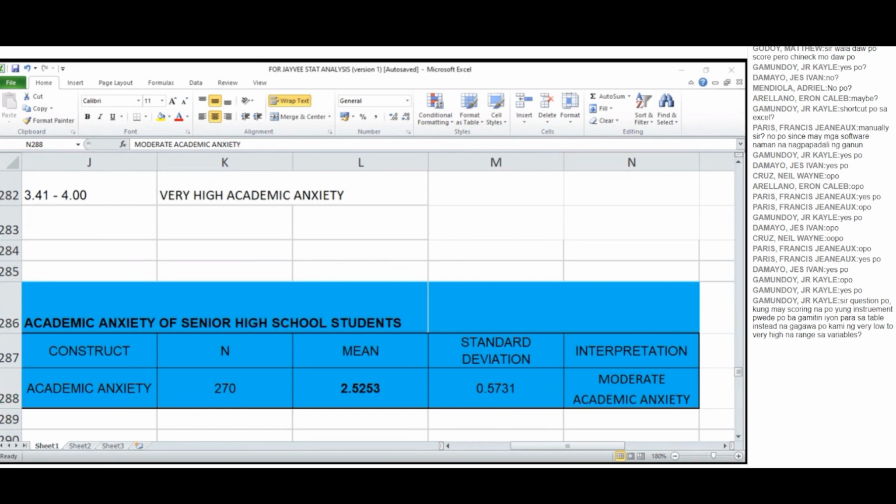Question, kung may scoring na po yung instrument namin, pwede po bang gamitin yon para sa table? Yes, if your instrument has its own scoring, then use that score. No, you don't have to create your own.